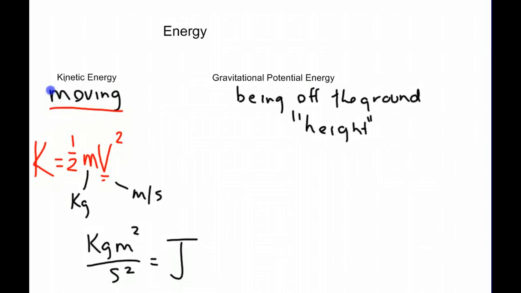Gravitational potential energy, on the other hand, is the energy of being off the ground, or the energy of height. Again, it's going to depend on our mass. We found that if you increase the mass, you increase the energy overall. We also found that as you increase the height, you increase energy, and hopefully you found in our secondary lab that if you increase the gravitational pull, the gravity constant, then you also increased your gravitational potential energy. So the equation for gravitational potential energy is m times g times h.